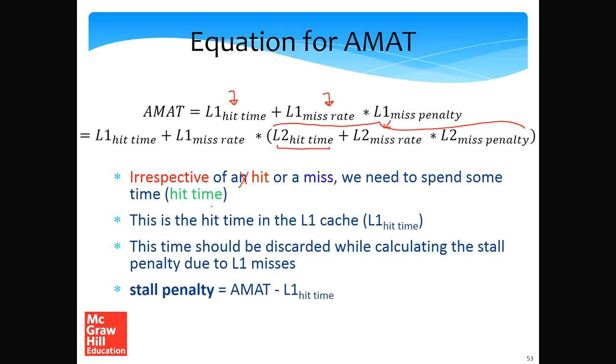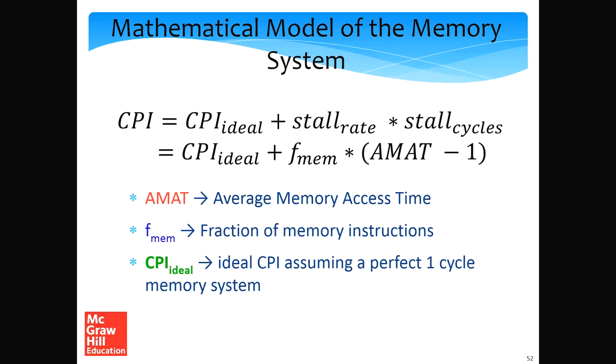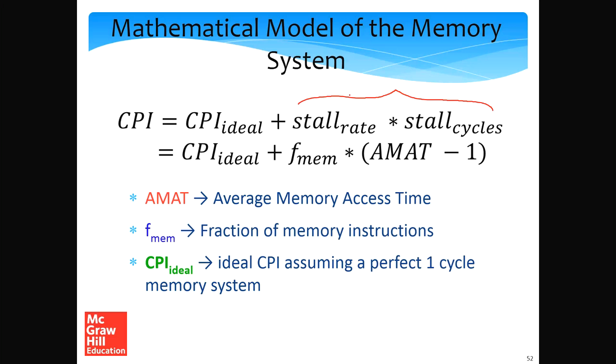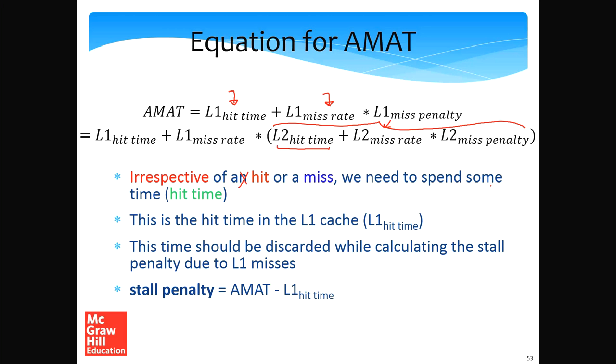So when we are computing the stall penalty, which is the quantity in the previous equation, I'm sorry, it's not this quantity, it is this quantity. So this quantity will be the average memory access time minus the L1 hit time.